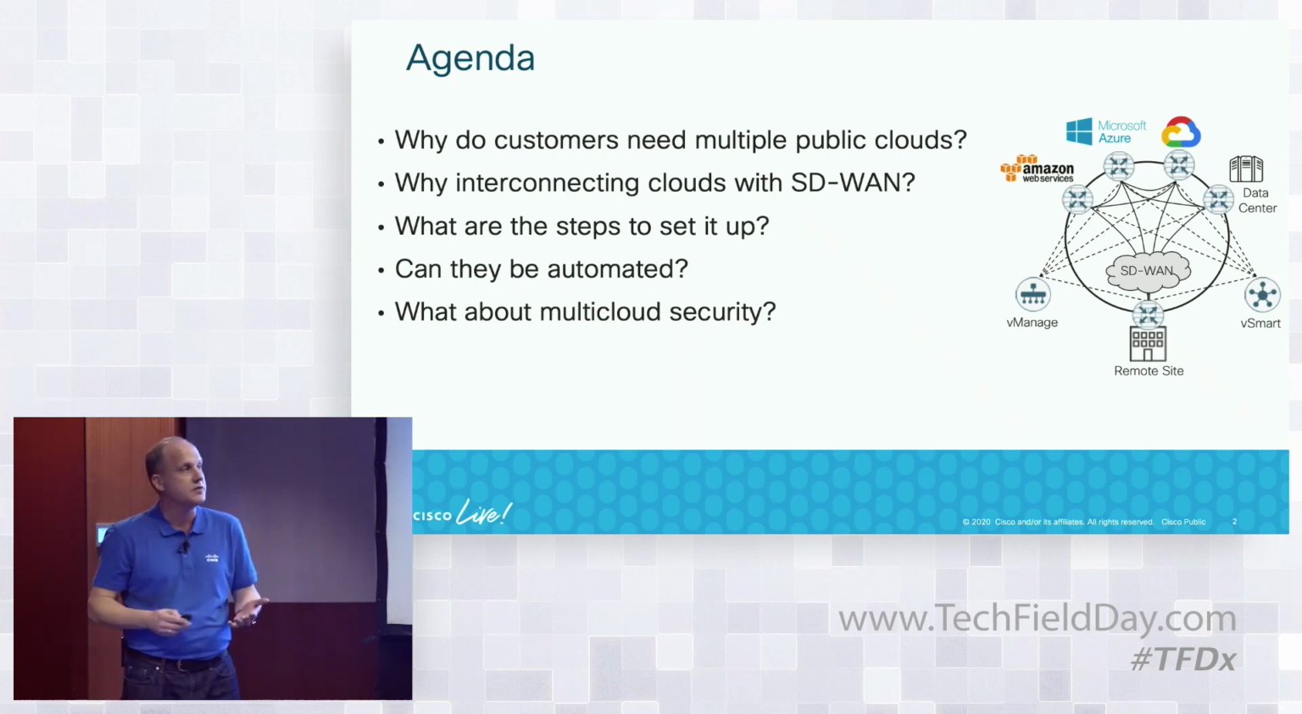Step by step, explain me what are the key steps for the interconnection. Can it be automated? Because we all love CLI, but the reality is you need to code your infrastructure. The buzzword now is infrastructure as code, and that's why automation is a key, and also security. If you're opening your front with multiple clouds, then it must be secure. So that's the roadmap for the next 25 minutes.